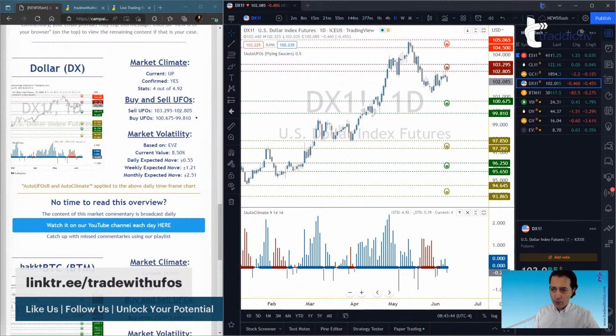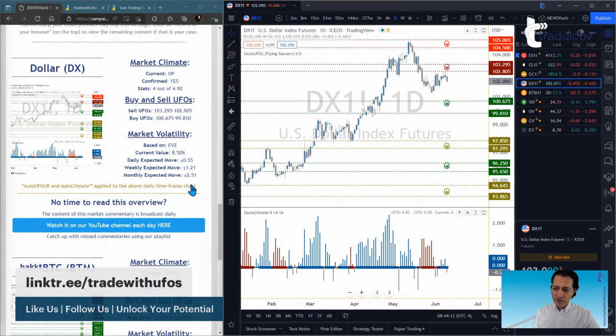And the price points for buy and sell orders, as you can see, are 102.8 and 167, which coincide with what we have on the screen. Volatility for those markets, 8.50%. We are getting this from EVZ, which is options on the Euro futures, and that represents 0.55 points a day, either up or down, 1.21 points a week, either up or down, 2.51 points a month, either up or down.